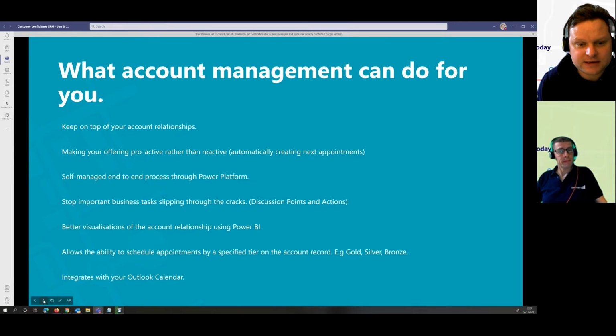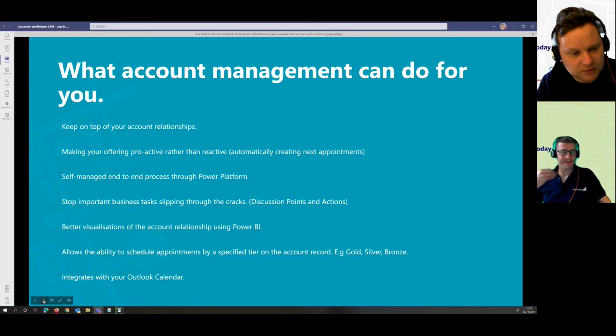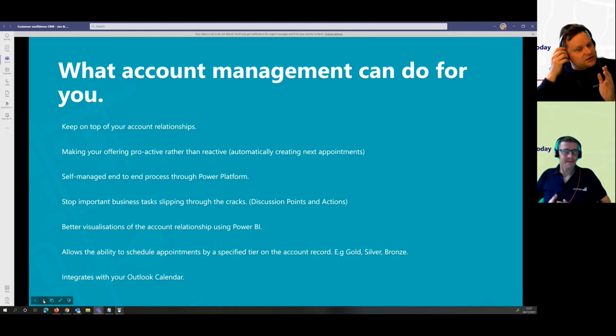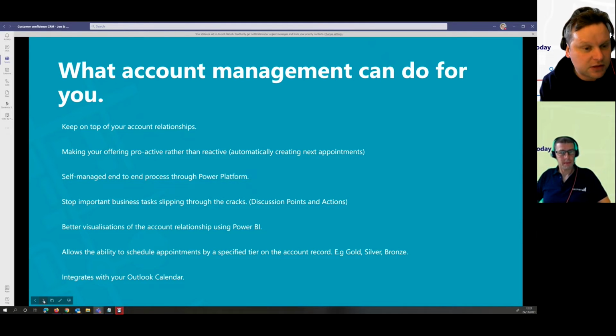So what the account management can do for you. John will demo it, and it will make more sense, I think, when we put it on the screen. But essentially, it allows you to keep on top of your account relationships through appointments. It allows you to be more proactive than reactive around managing those appointments. And by that, I mean this solution has the ability, if you choose, to automatically create new appointments for your accounts based on a tier, a criteria that we assign to them.